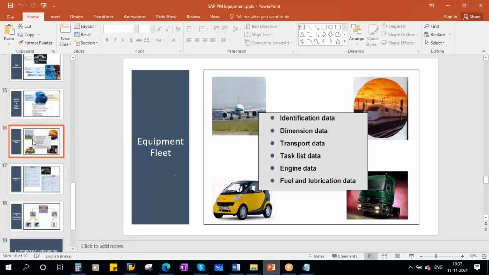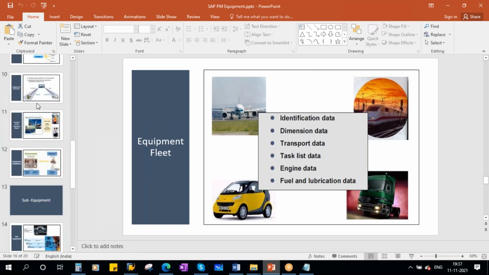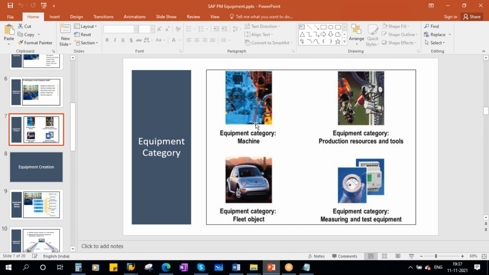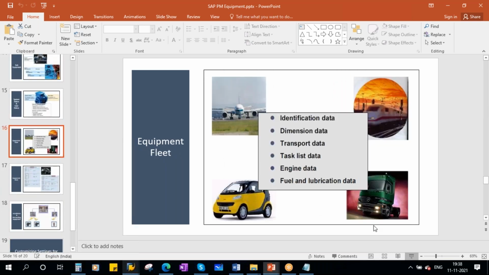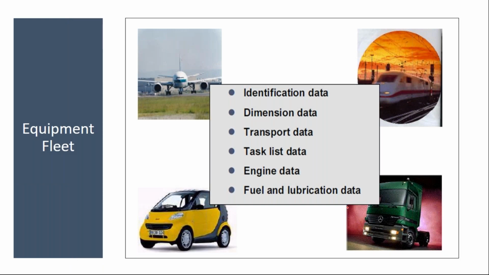Okay, now we will create a fleet equipment. We already created with category M, machine. Now we will create an equipment with category fleet. Fleet means vehicle. Okay, so in the vehicle, what happens is when you create an equipment with fleet, the system will ask you to enter some extra data like equipment dimension data, the fleet vehicle dimension data, transportation data, engine data, and fuel lubrication data. All these extra data it will ask you to enter.